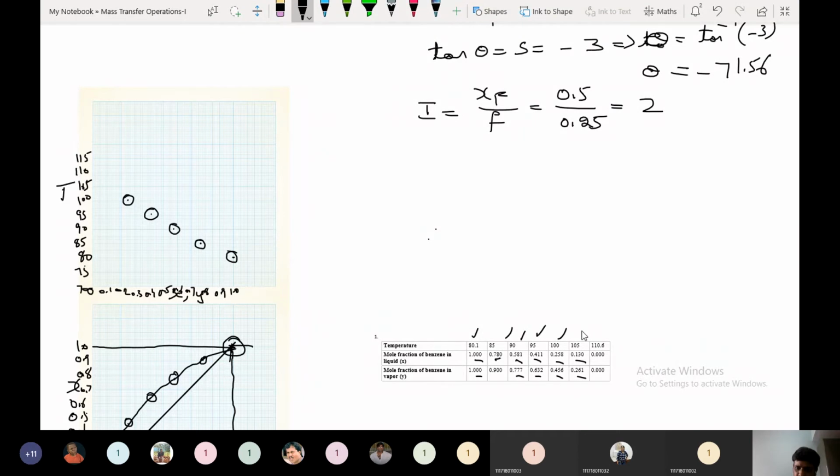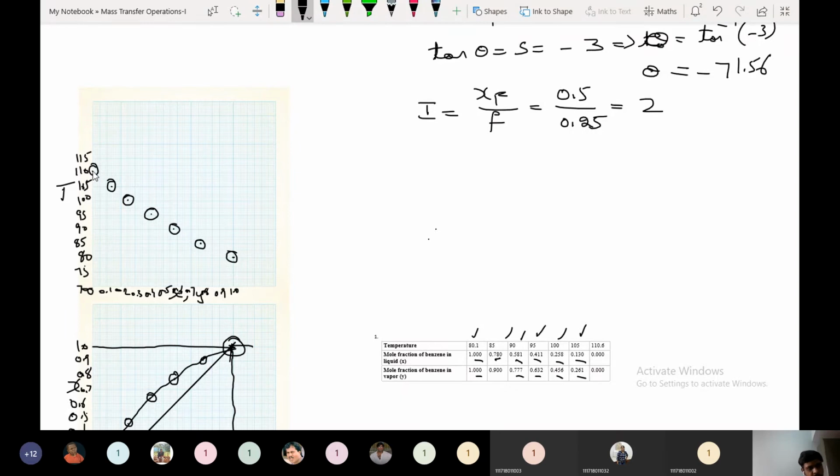Then the next point is 105 and 0.130. 105, this one, and 0.130 we will get here. Then 110.6, approximately 110 and 0, which is 0 and 110.